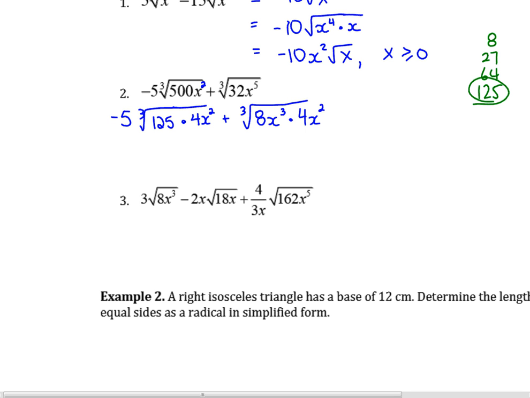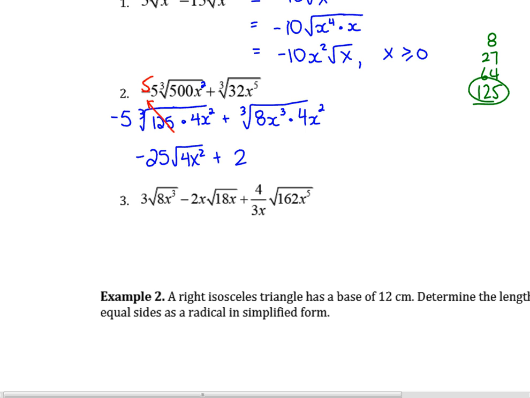Okay. So I just added a power. Sorry. Okay, what's the cubic root of 125 equal to? 5. So what will we do with the 5 and the 5 that's already there? Multiply them. Negative 25 root 4x squared plus cubic root of 8x cubed.